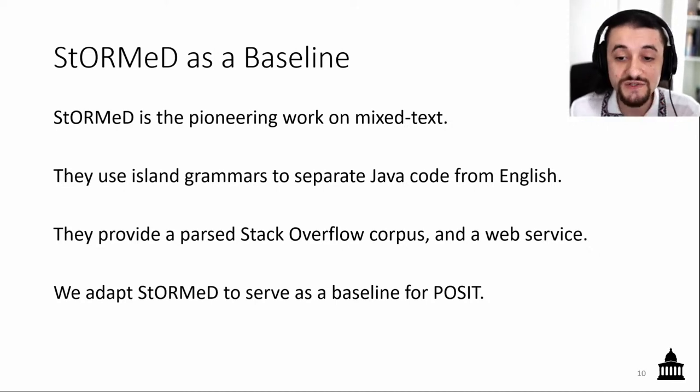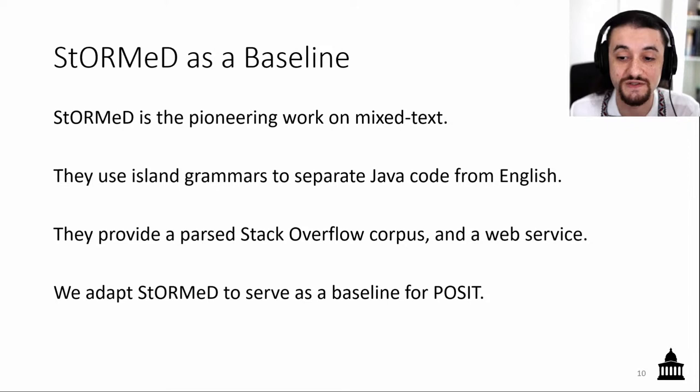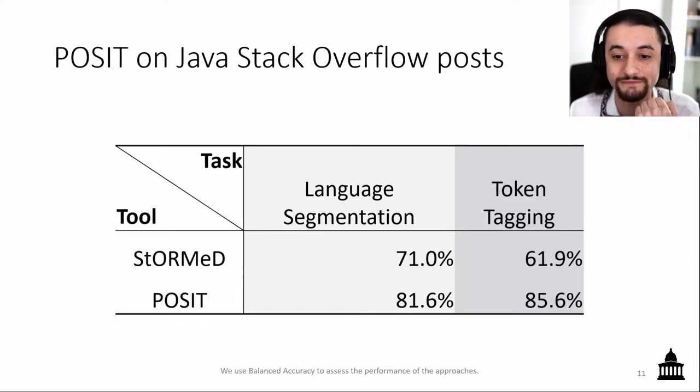To compare Storm with POSIT, we preprocess its input and adapt its output. We align any formatting hints from HTML of Stack Overflow posts, and we map the parents of terminals in Storm's Java ASTs to POSIT's tag set. We use POSIT tagging in the usual sense with NLTK to process the English.